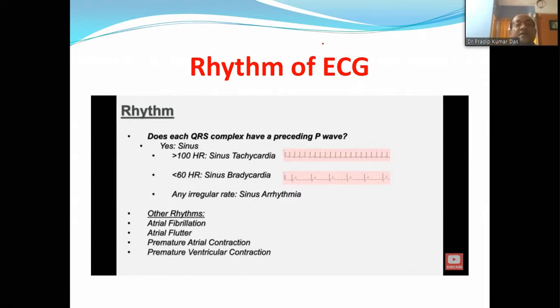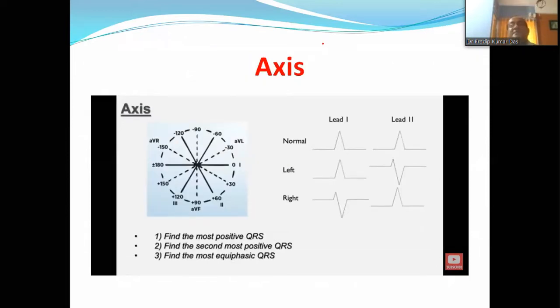If the heart rate is more than 100, we call it sinus tachycardia. If it is less than 60, we call it sinus bradycardia. Any irregular rate originating from the sinus node, we call sinus arrhythmia. And there are many other abnormalities, some of them listed here: atrial fibrillation, flutter, premature atrial contraction, premature ventricular contraction, and all kinds of aberrations. So for the rhythm of the ECG, we have to look very carefully.